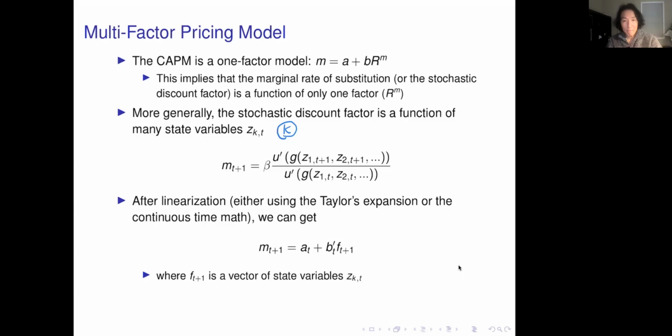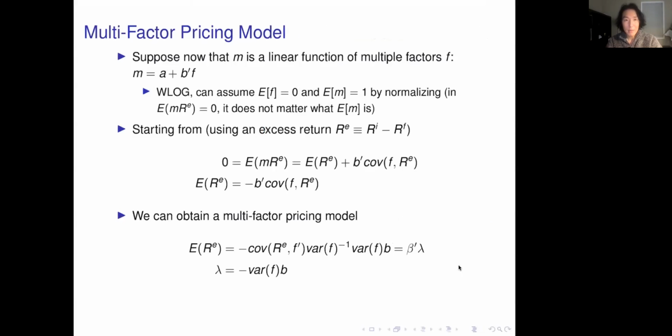But then the consumptions in the future are a function of many different state variables, z. We can linearize the marginal utility or the stochastic discount factor using the Taylor expansion. Then we will obtain the following multi-factor expression, where f_{t+1} is a vector of state variables z. That is how we get the multi-factor model.